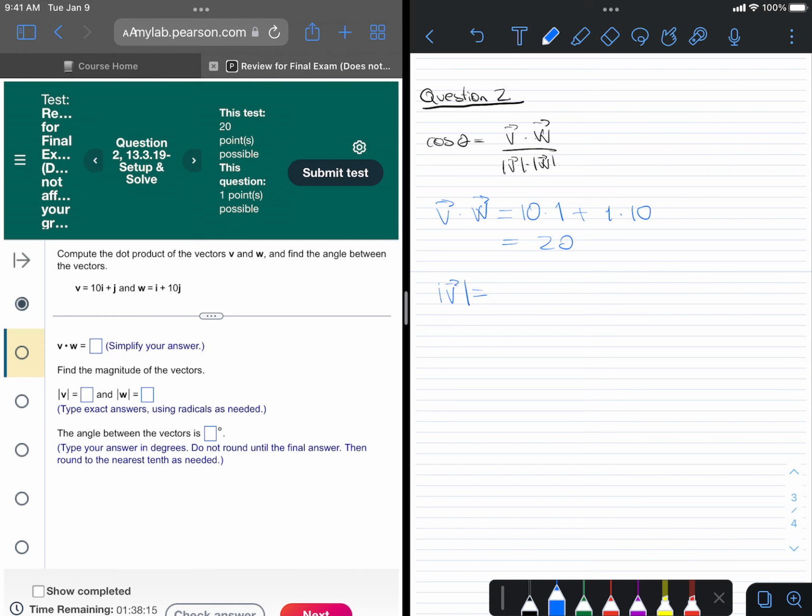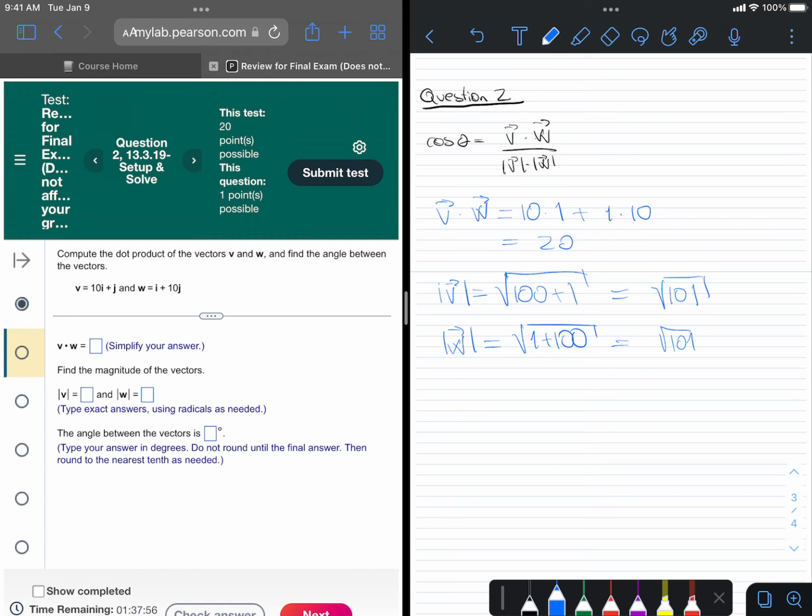Magnitude v for us will be the square root of 10 squared plus 1 squared. Magnitude w will be also the same, square root of 1 squared plus 10 squared. So both have magnitude square root of 101.